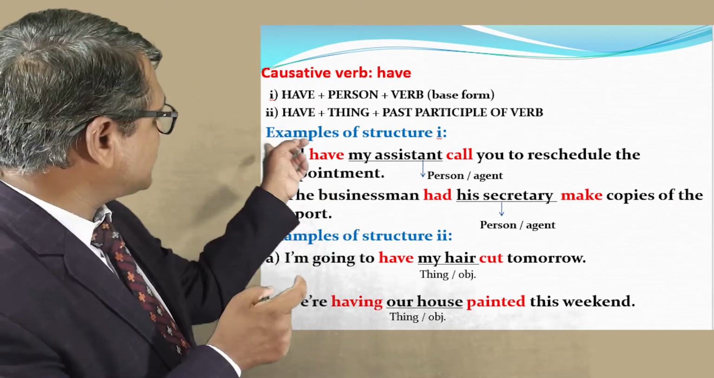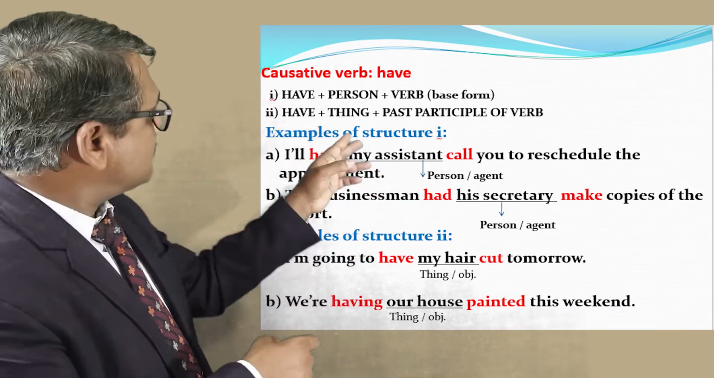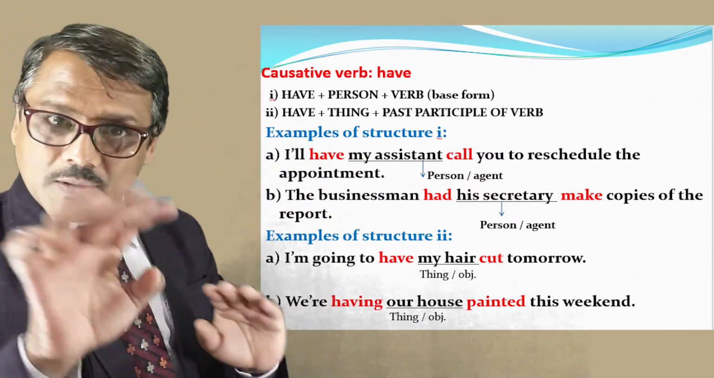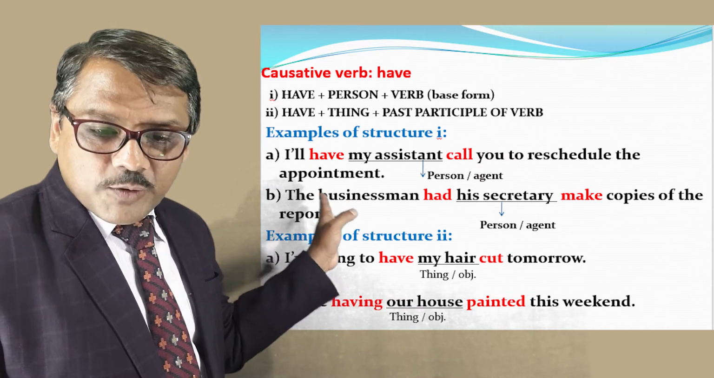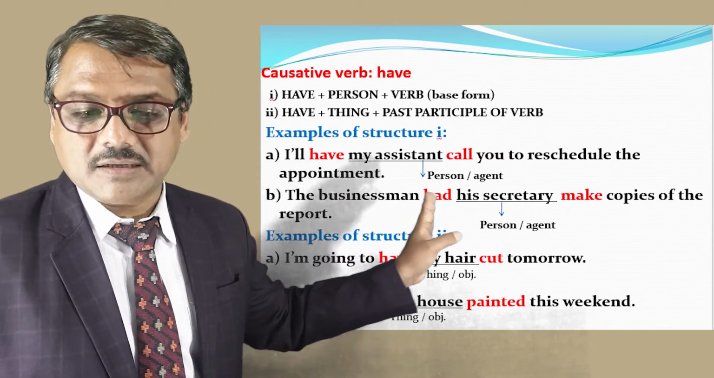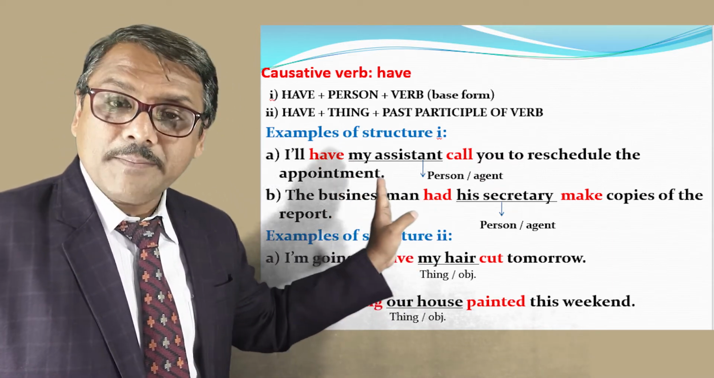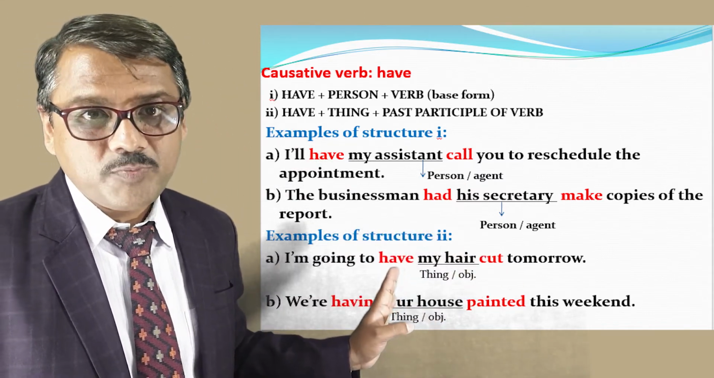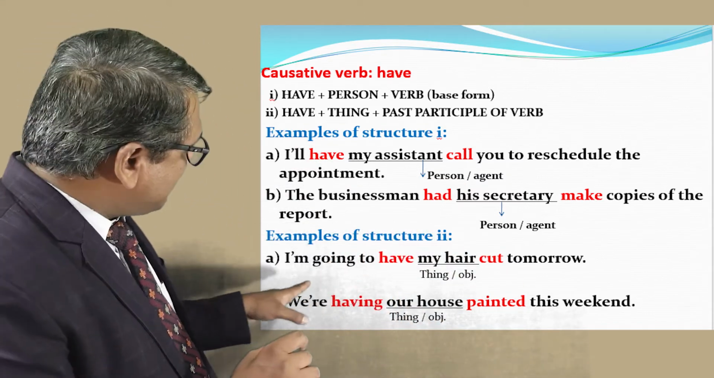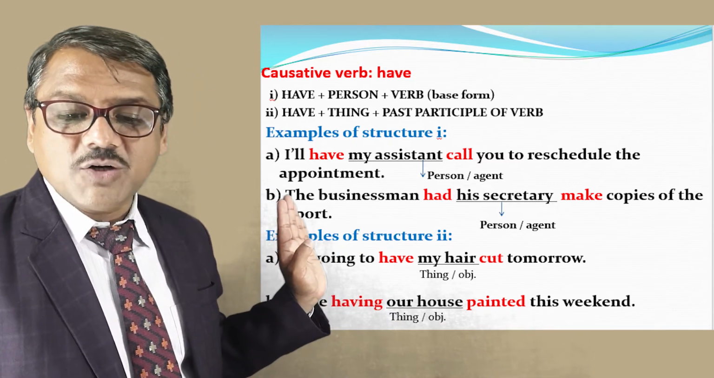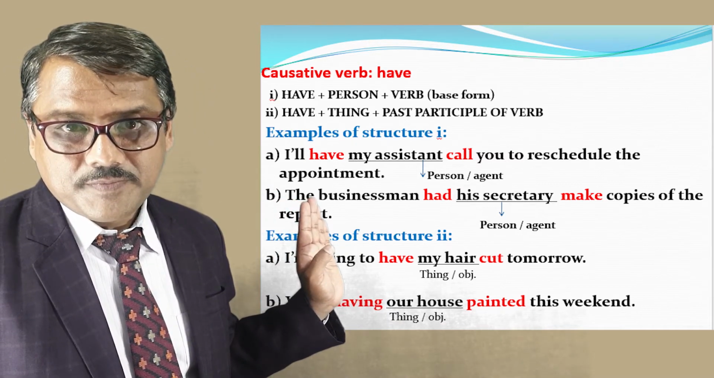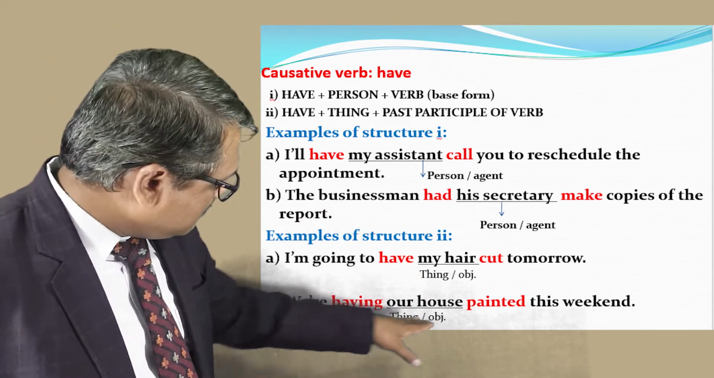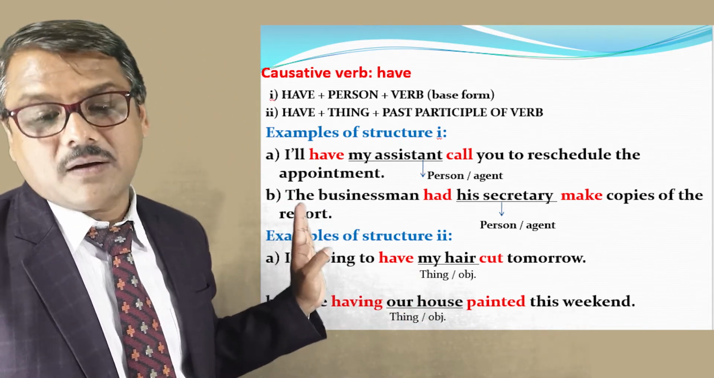So this second structure. Look at the difference between A and B, first and second. You will be very much clear with this. I am going to have my hair cut. Have, my hair is the object, thing, and cut is PP. And we are having our house painted. Our house, that is given there, is the thing or object.